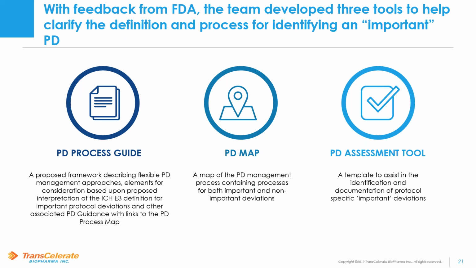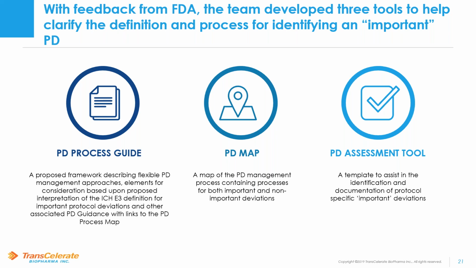It describes our proposed interpretation of definitions, and then it describes the life cycle of a protocol deviation. So in terms of how protocol deviations are identified, and I'll talk later about different ways of doing that, how they should be classified, how they should be categorized, trend analysis, how you review these things on a regular basis, what you do with signals that you find, how do you report them out in your CSR, and then following that, what closeout activities are required.